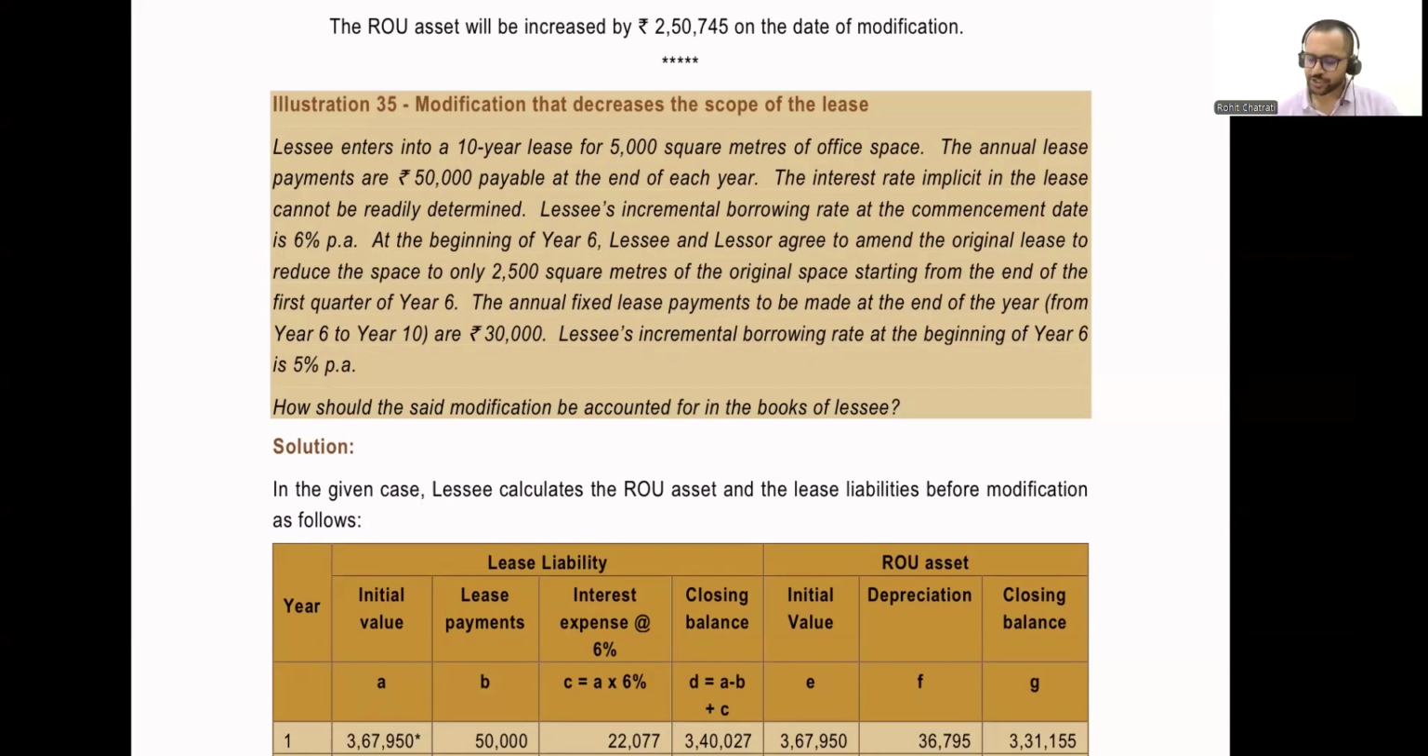Now let's look at illustration number 35. The lessee enters into a 10-year lease contract for 5,000 square meters of office space. The annual lease payments are rupees 50,000, which is payable at the end of each year. The interest rate implicit in lease cannot be readily determined. The lessee's incremental borrowing rate at the date of commencement was 6% per annum.